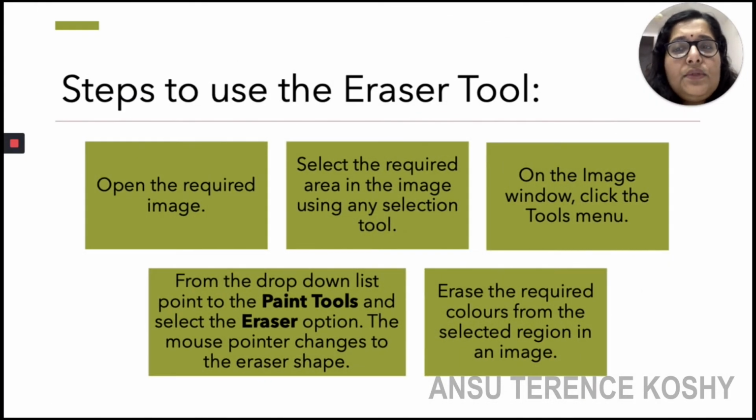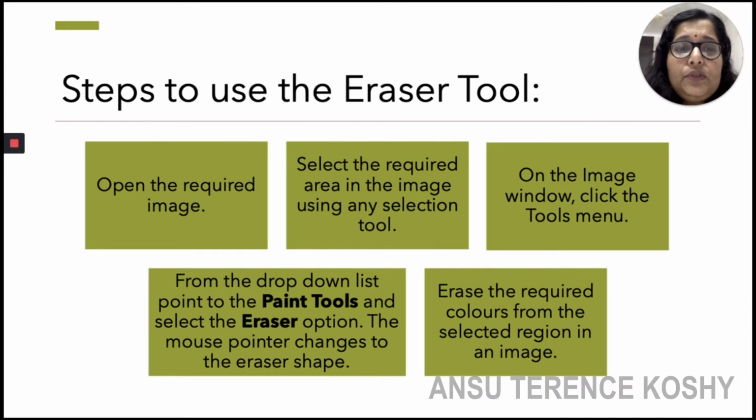Now let's go through the steps to use the eraser tool. Open the required image. The first step is you need to open the image in GIMP. Select the required area in the image using any selection tool. You can use any one of the selection tools that you have studied in the previous video. You can use any one that is appropriate for you, and with that, select the required area.